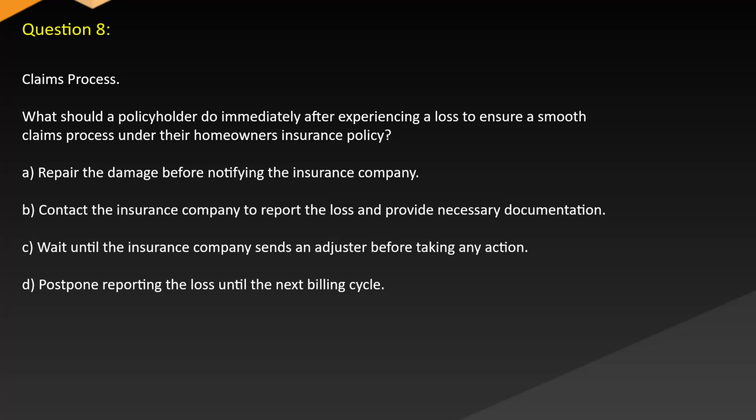Question 8. Claims process. What should a policyholder do immediately after experiencing a loss to ensure a smooth claims process under their homeowner's insurance policy? A. Repair the damage before notifying the insurance company. B. Contact the insurance company to report the loss and provide necessary documentation. C. Wait until the insurance company sends an adjuster before taking any action. D. Postpone reporting the loss until the next billing cycle.